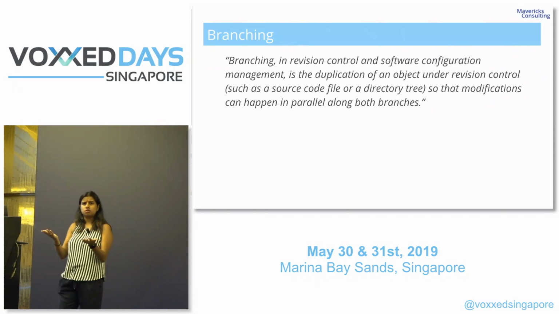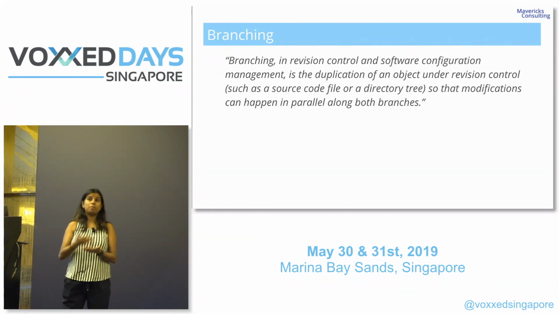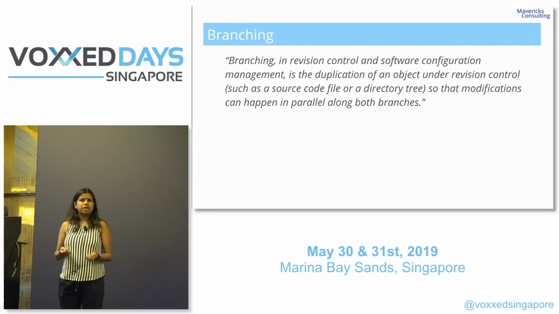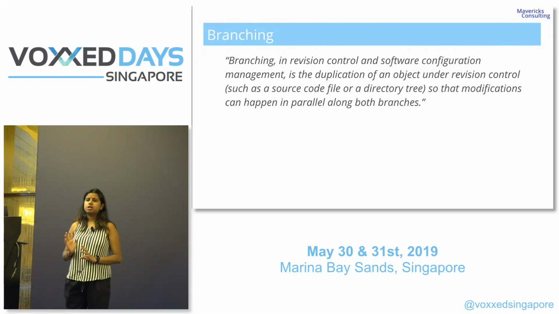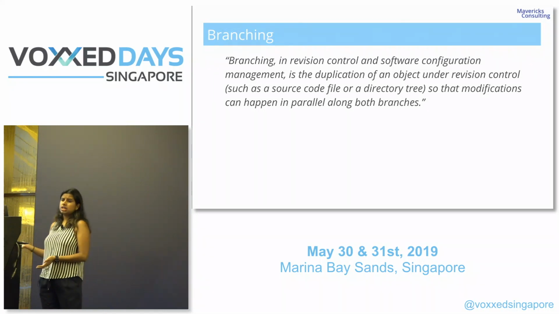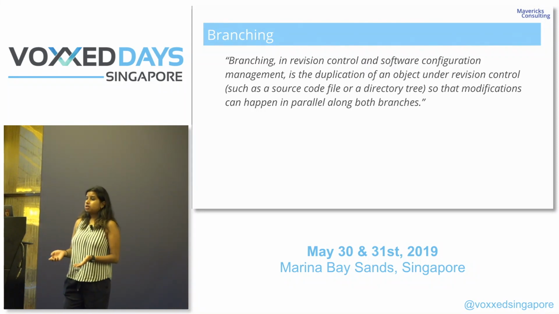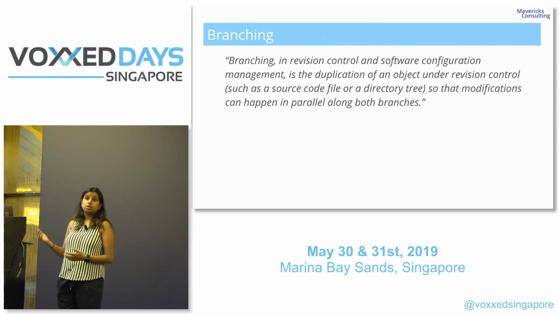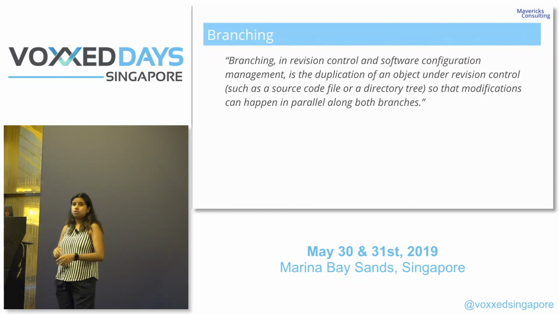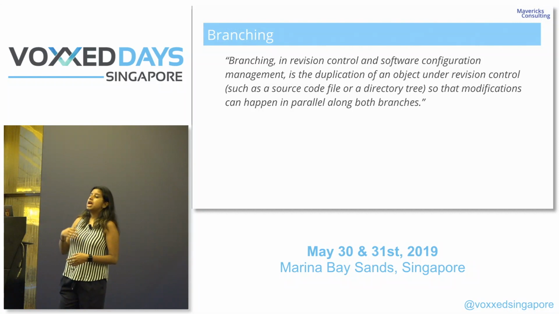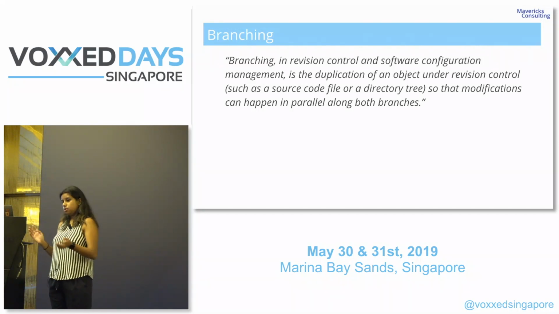If you've used version control systems, you might be familiar with the term branching. Normally when you say branching, people think of Git branches, which is not entirely wrong, but it's not strictly a Git term. Branching in revision control and software configuration management is duplication of an object under revision control, such as a source code file or a directory tree, so that modifications can happen in parallel along both or even multiple branches. So when you do a Git branch, you create a parallel branch of your master or your trunk, and then you can make changes, merge them back, do whatever you want with them.